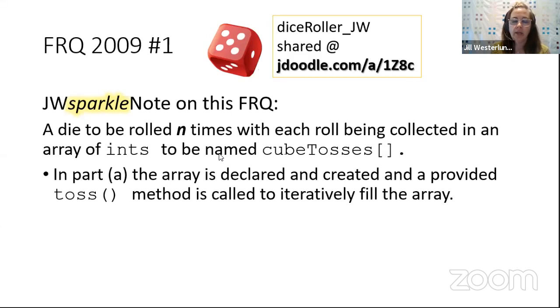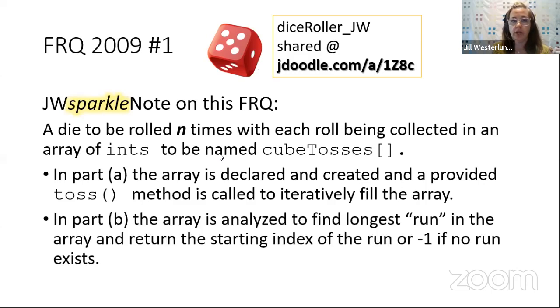In part A, the array is declared and created, and it uses this toss method that you are to assume. Remember those verbs from the free response that you're to assume. You're given this toss method, and that's what I've given y'all in JDoodle, and I'll put the source code. I call it roll die 1 or roll die 2, but it's the same thing as toss, so you could rename it. Essentially, it's going to generate a random number between 1 and 6 because that's what's on a die, and it's called to fill the array. So we're going to get this array, and we're going to fill it with a bunch of dice rolls.